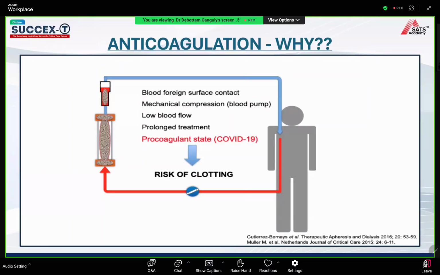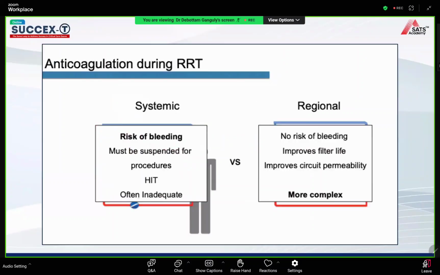Now, anticoagulation. In continuous renal replacement therapy, we have to know about anticoagulation. Why? Because as I told, it is an extracorporeal circuit. Blood comes into contact with a foreign surface, so mechanical compression, blood clumping, low blood flow, prolonged treatment, and a procoagulant state like COVID-19. In fact, any sepsis can lead to a procoagulant state. So all these things can lead to risk of clotting. So anticoagulation is needed, particularly more with CRRT, because it is a slow procedure, and blood remains in the extracorporeal system for more time than in intermittent hemodialysis.